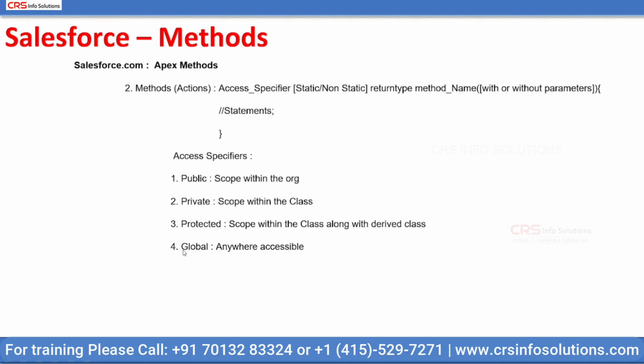And then the fourth one is global. If you mention a variable as global, those variables can be accessed inside the class, outside the class, or outside the org. It can be accessed anytime. So let's see a small example on methods.